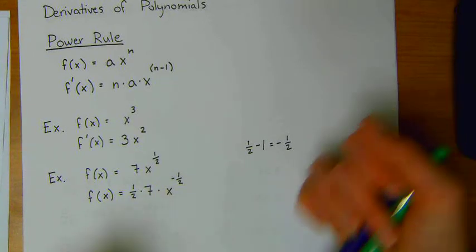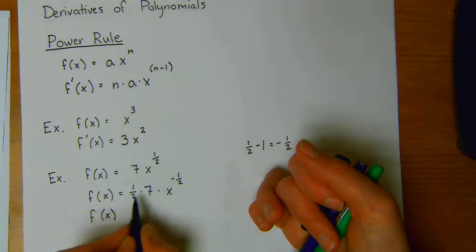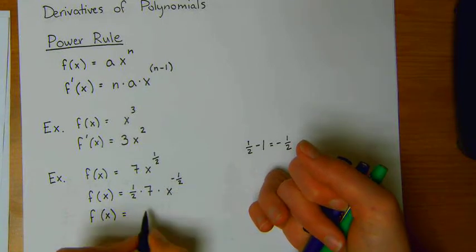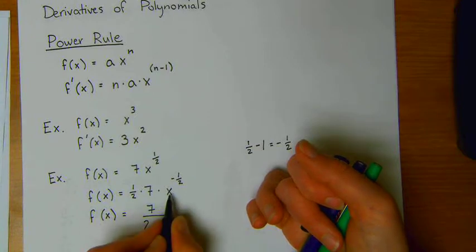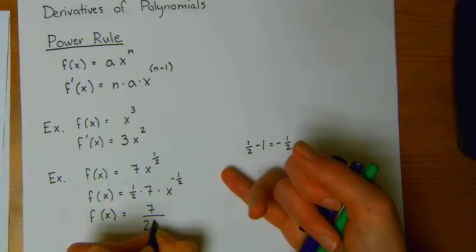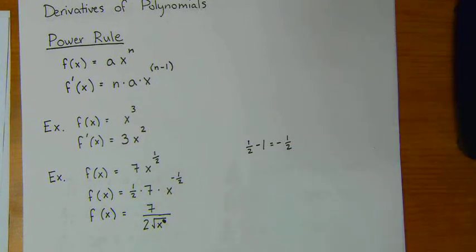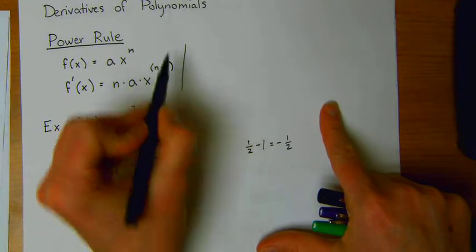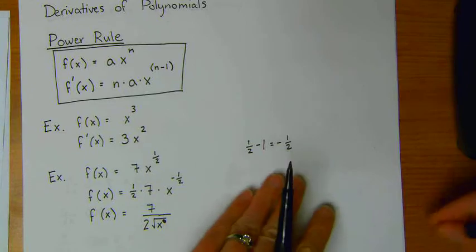I end up with this as my derivative, which I could rewrite if I wanted to, that 7 divided by 2 becomes 7/2, and x to a negative power is the same thing as placing it in the denominator. And 1/2 is the same thing as the square root. So this is another way to rewrite it. You can memorize this as power rule, the most basic derivative rule.